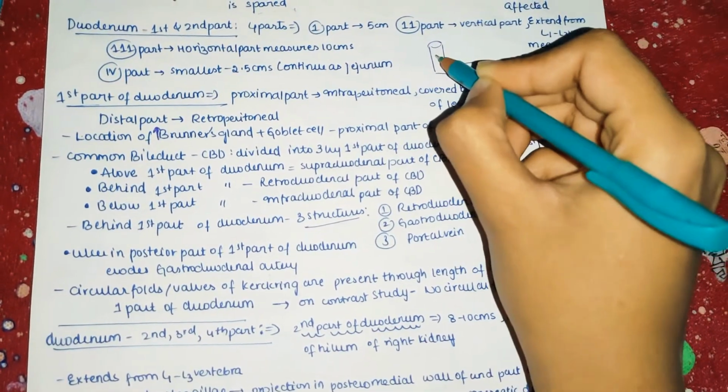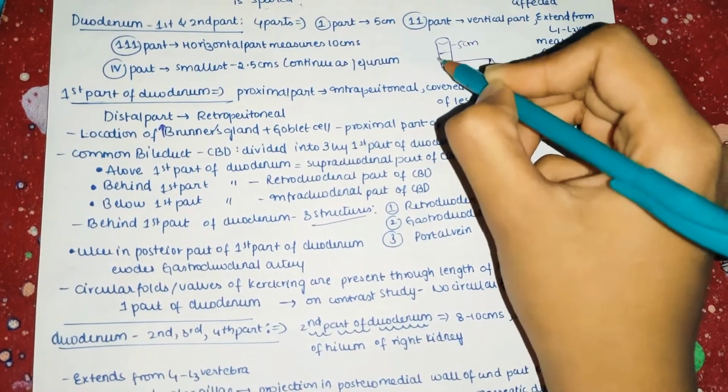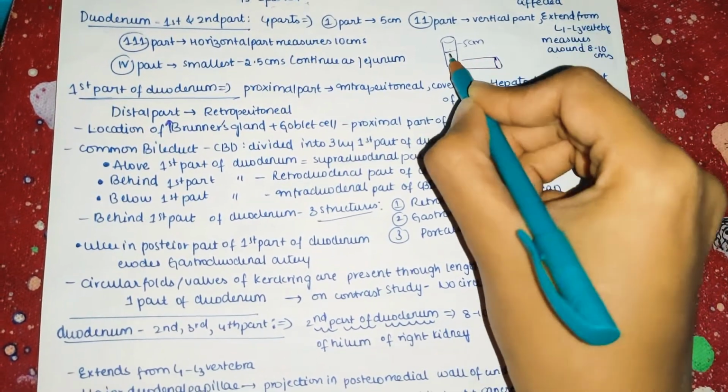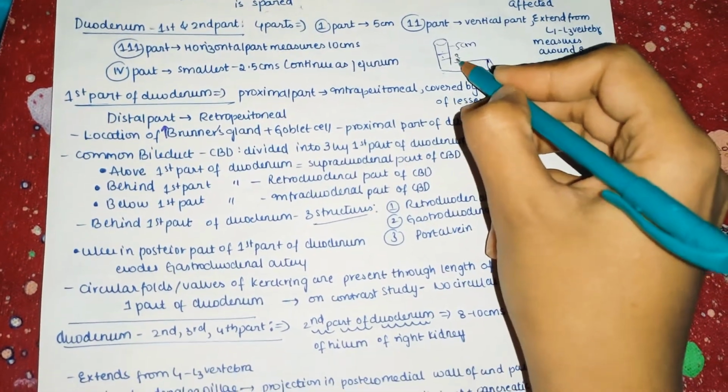Right? So for example, if you see till here, it's the first part, it is only 5 centimeter. And next you have a second part, which is a vertical part. It is extending from L1 to L3 vertebra level and measures about 8 to 10 centimeters.